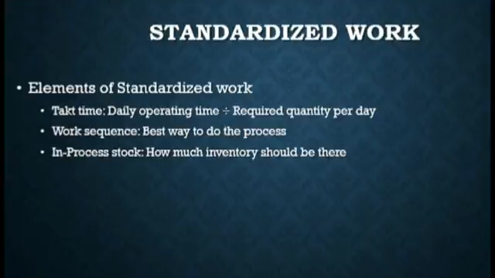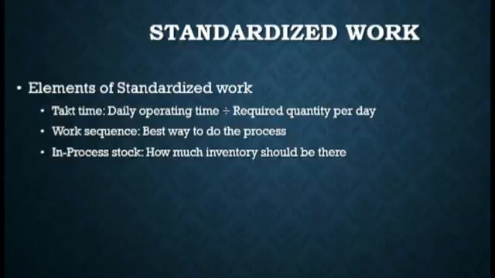There are three elements of standardized work. The first one is task time, which is daily operating time divided by required quantity per day. The second one is work sequence. It means the best way to do a process. And the third one is in process stock, like how much inventory should be there.